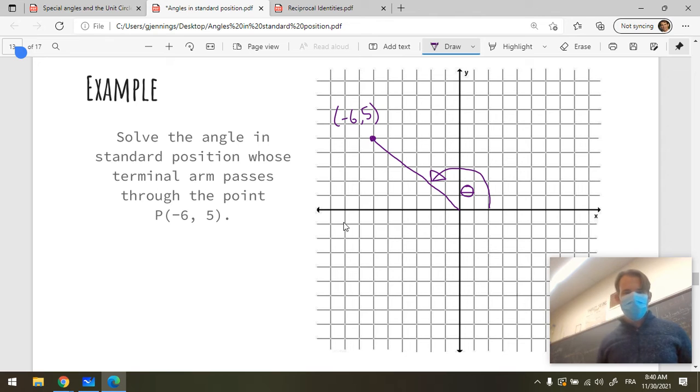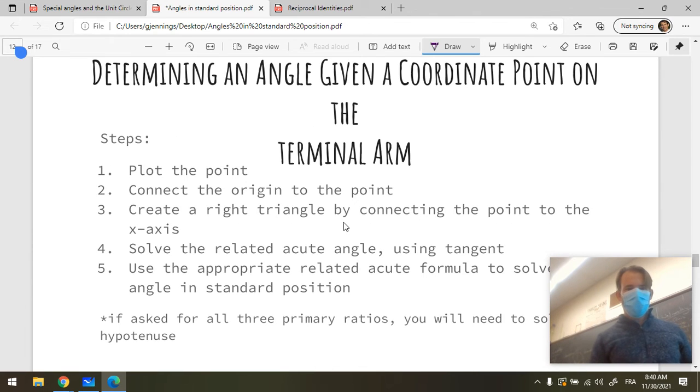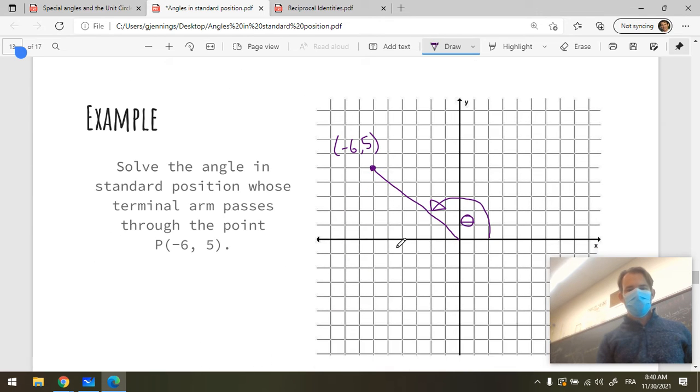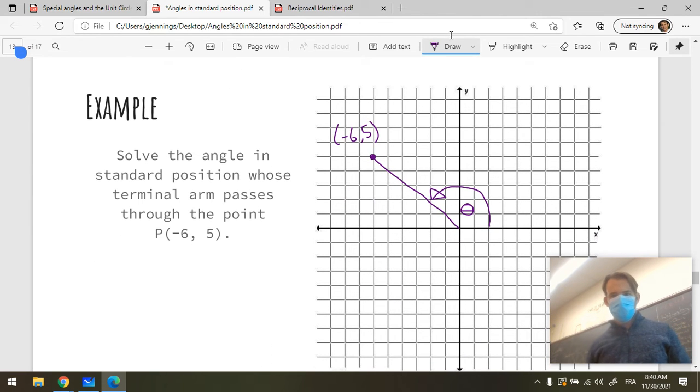So we want to find angle theta. So how are we going to do that? Well, the first thing that you're going to do is plot the point, connect the origin to the point. So we did that. And then you're going to create a right triangle by connecting the point to the x-axis. We can solve for the related acute angle using tangent. Okay, so we can find the tangent of this if we create another triangle here.